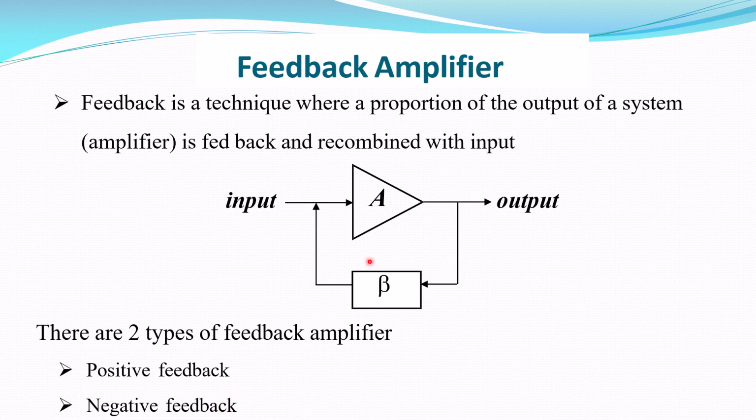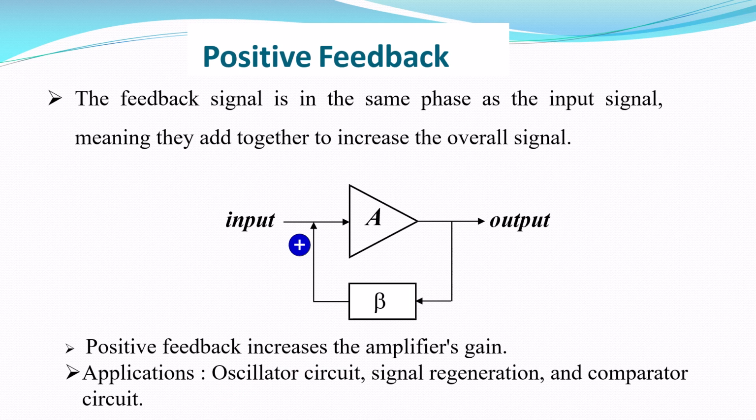The definition of the feedback amplifier is the process of injecting a fraction of the output signal of some device and feeding it back to the input of the amplifier. Based on the input and output of the circuit, it is classified into two types. Next slide, discussing the positive feedback amplifier.